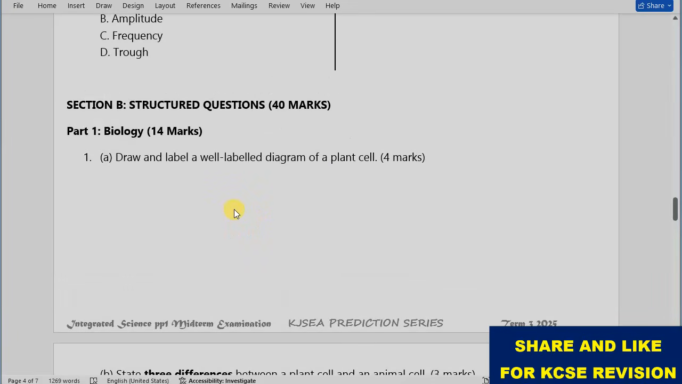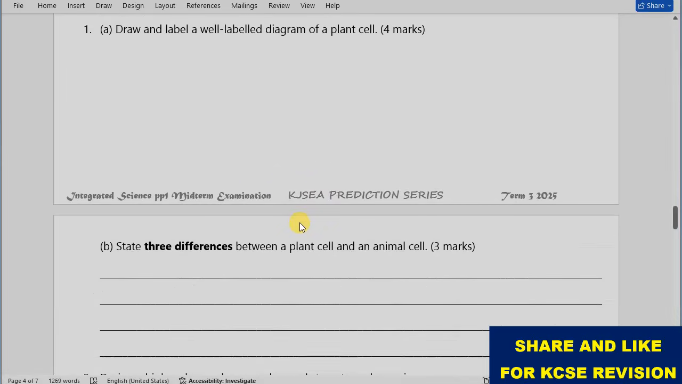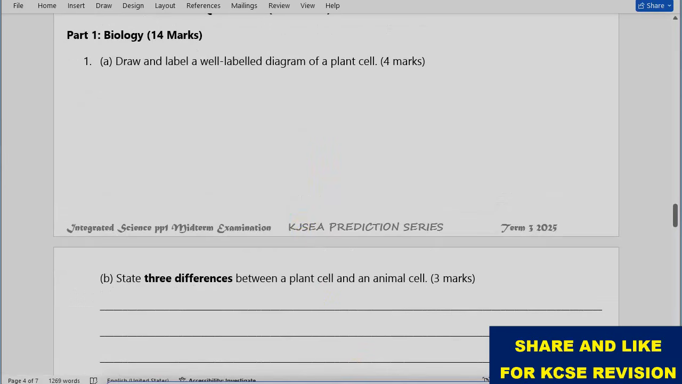Now, this section B, structured questions that require simple answers written by the learners. We start with question 1, and the questions have been separated: biology, chemistry, and physics separately. So we start with the biology part 1, 14 marks. Draw a well-labeled diagram of a plant cell. So the learner is required to draw a well-labeled diagram of a plant cell.